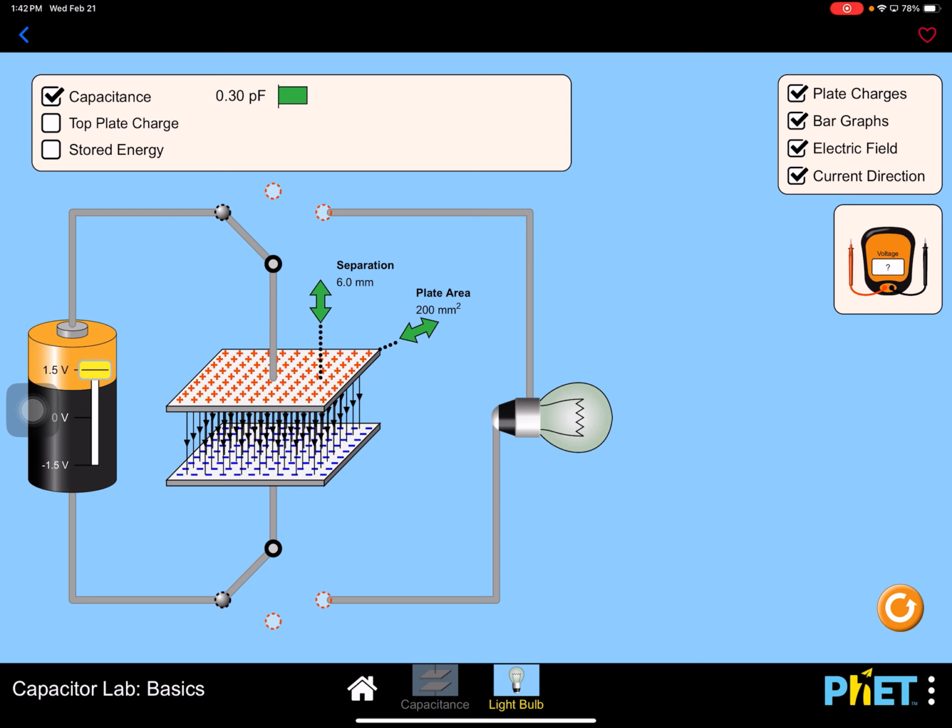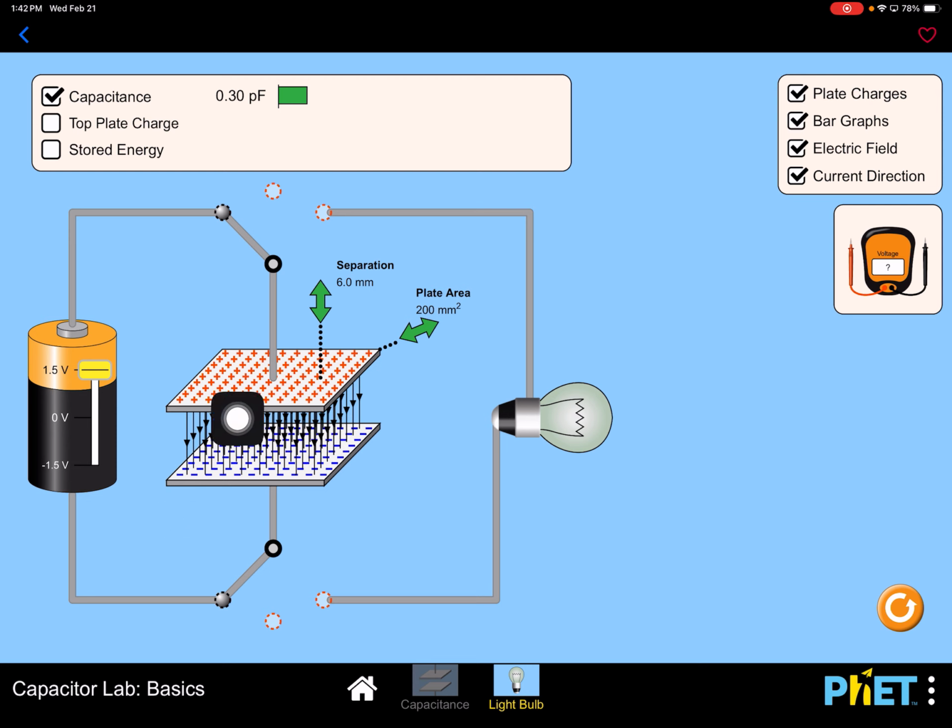Would that be considered like a short? Yeah, that's a short. So that's the deal. You want to store a lot of energy. So what do you do? Now here's another problem.